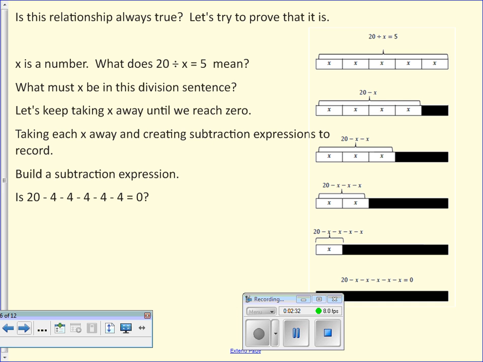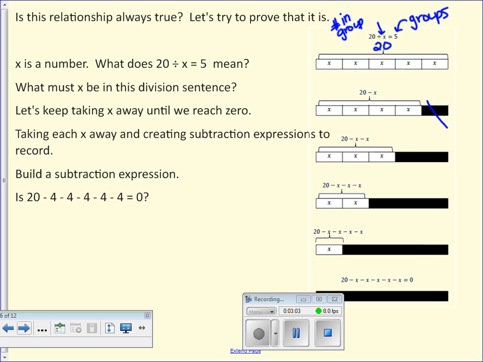Here we have a tape diagram of 20 divided by x equals 5. So our whole quantity is 20. Here, our quotient is 5. So our quotient is telling us the number of groups. 1, 2, 3, 4, 5. Do you see the 5 groups? The x is telling us the number in the group.